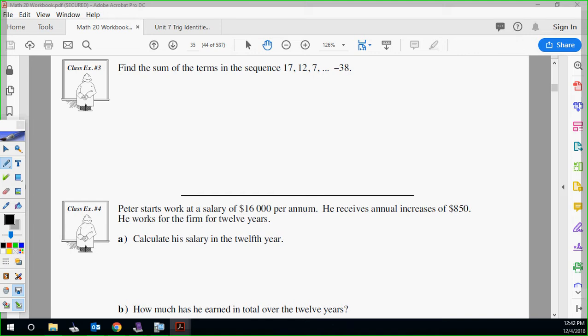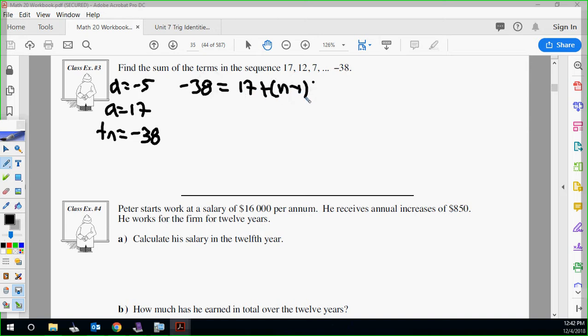So this is clearly going down by 5. So that means my d is negative 5, my a is 17, and we know that t sub n is negative 38. And now we're going to solve for n real quick. So we write it as negative 38 equals 17 plus n minus 1 times negative 5.